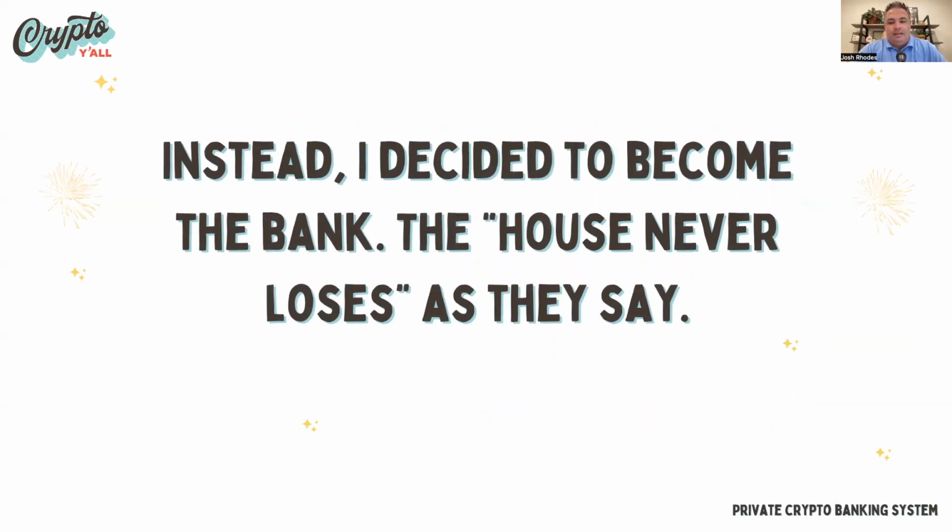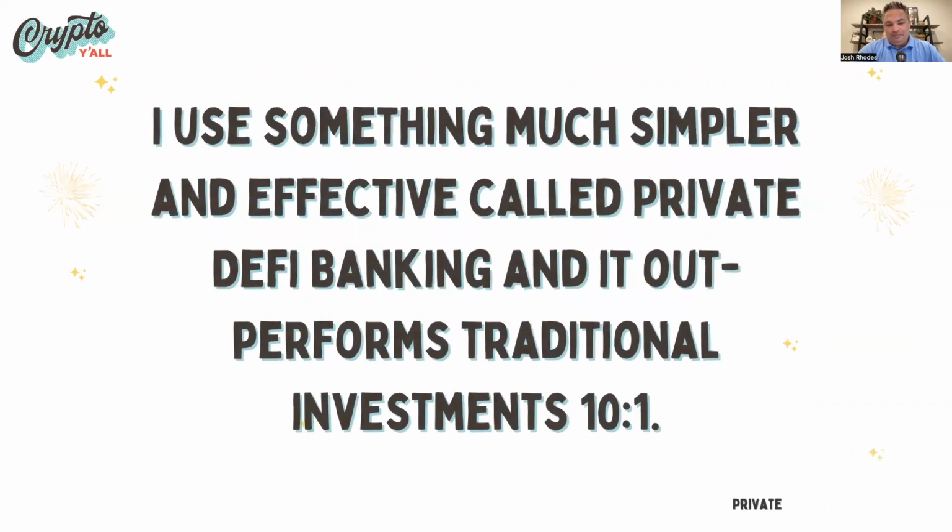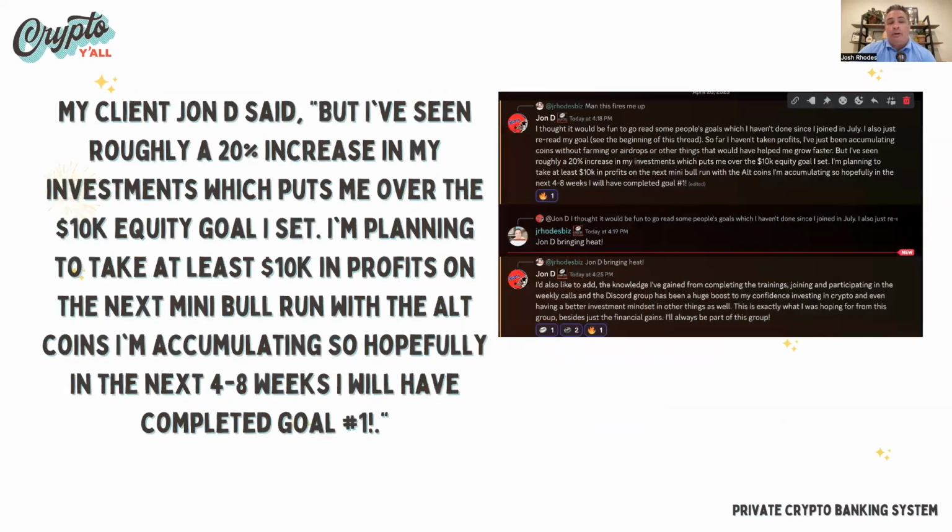loses, as they say. And so I use something much simpler and effective called private DeFi banking, and it outperforms traditional investments 10-1. And I have clients who already use this in my flagship mastermind program. John here said, this was after about 2 months or 6 weeks of being a client, I've seen roughly a 20% increase in my investments, which puts me over my $10,000 equity goal that I set. Investor intent. Remember that. I'm planning to take at least $10,000 in profits on the next mini bull run with the altcoins I'm accumulating. So hopefully in the next 4 to 8 weeks, I will have completed goal number 1.